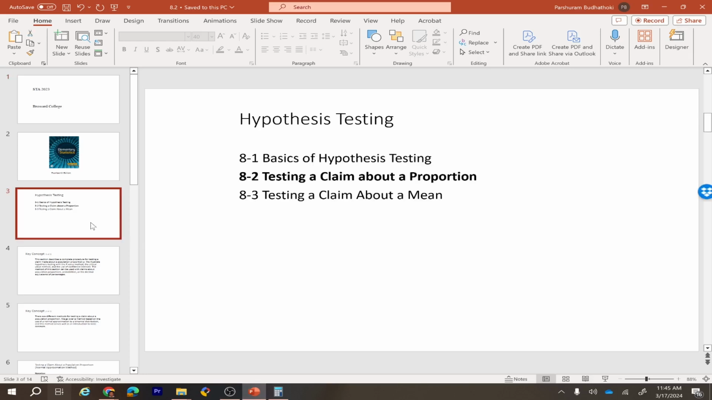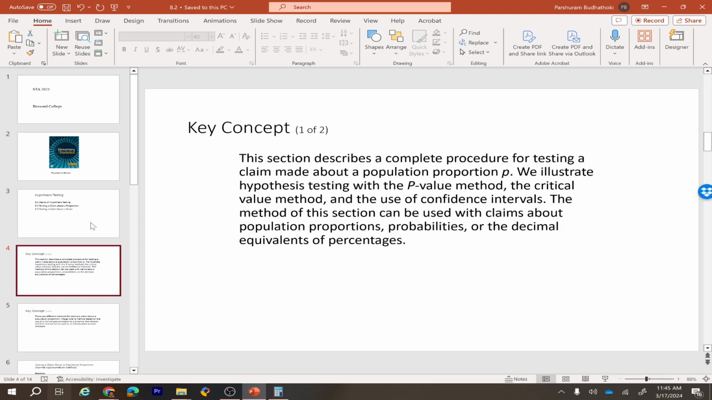Okay, chapter 8, section 8.2, testing a claim about a proportion. So in this section, we test a claim about a proportion. You need to know every single thing you learned in section 8.1. So we're going to use population proportion to test a claim, and there are two different types of method. We might use the p-value method or the critical value method.